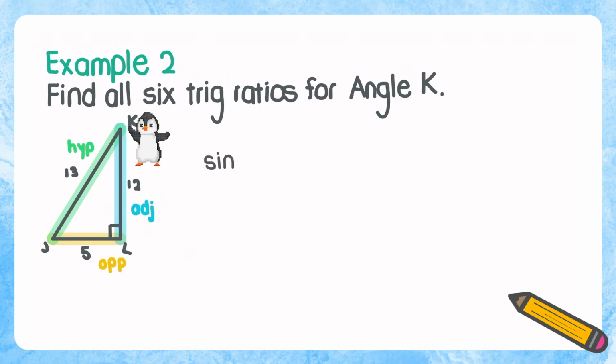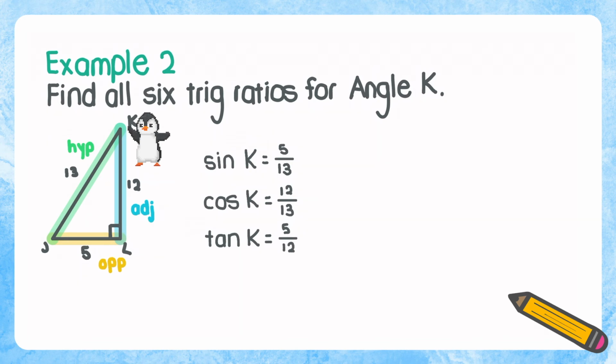So our first trig ratio, sine of K, it's going to be the opposite side over the hypotenuse, so it's 5 over 13. The cosine of K is the adjacent side over the hypotenuse, so we have 12 over 13. And then the tangent of K is the opposite side over the adjacent side, so 5 over 12.